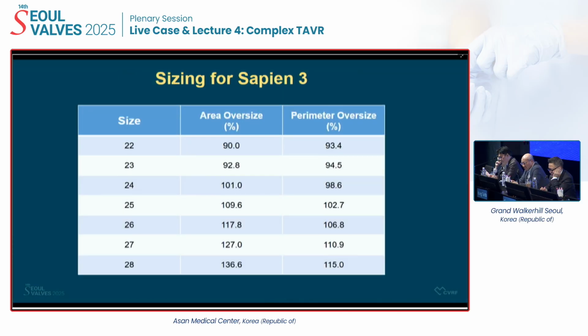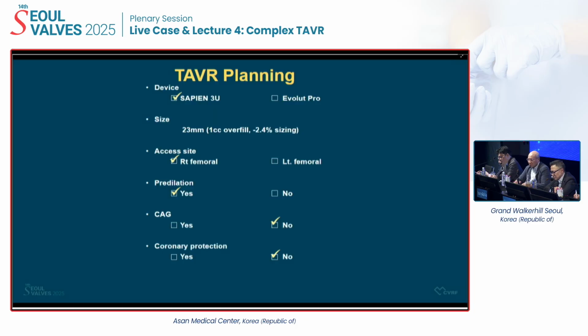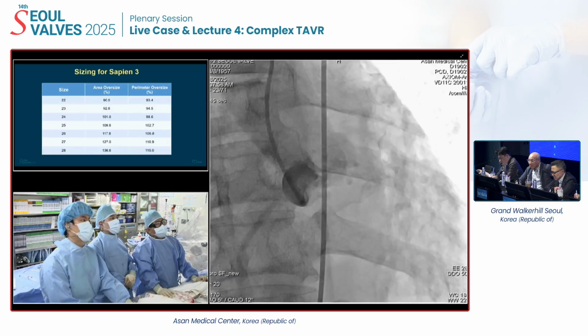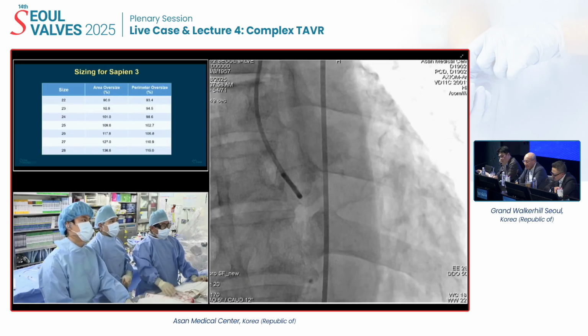Based on our measurements, a 23 mm SAPIEN 3 valve would provide 7.2% area undersizing at nominal, while a 26 mm Medtronic Evolut valve would provide 8% perimeter oversizing. And I will hand over to Professor Ahn to discuss our plan. So, SAPIEN 3, yeah.